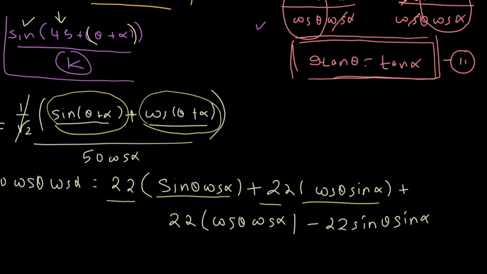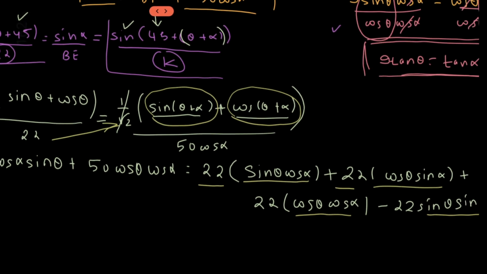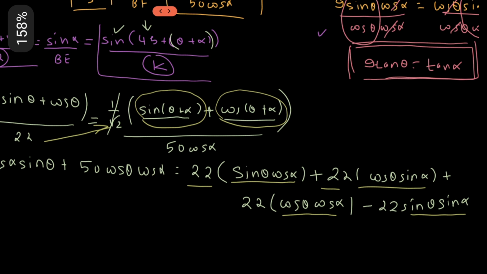Similarly, cos of theta plus alpha expansion is cos theta cos alpha minus sine theta sine alpha, and as 22 was multiplied from here, it got with both of the terms. Okay, now let us simplify it further.